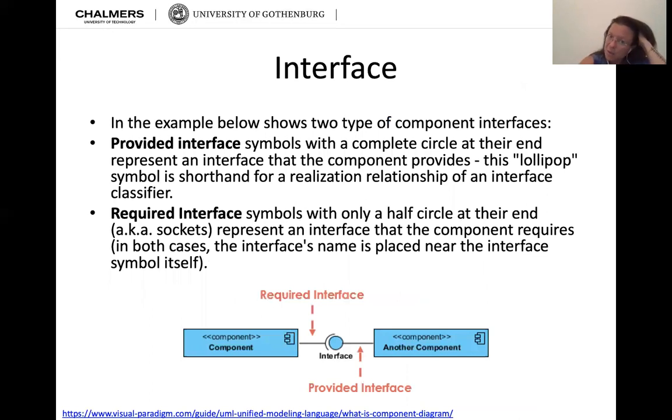Interface. In the example below, you see two types of component interfaces. The provided interfaces, that's a symbol with a complete circle at their end, represent an interface that the component provides. It's often called a lollipop. The lollipop symbol is shorthand for a realization relationship of an interface classifier. And then the required interface symbols with only half a circle at their end, also known as a socket, represent an interface that the component requires. In both cases, the interface name is placed near the interface symbol itself.